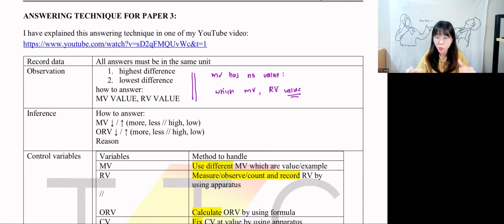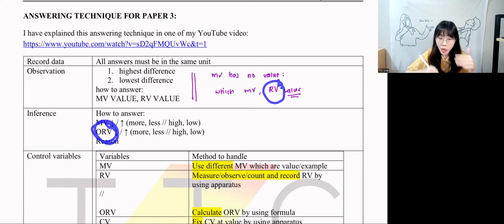Next, how do we write inference? If the question asks you to state an inference about the experiment, we have to say which MV has the highest or lowest ORV. What is ORV? What is RV? ORV is the operational responding variable. Operational responding variables are what we learn in the textbook. In the textbook, we learn energy value. Your responding variable is the increase in temperature. That is the responding variable. The responding variable is what we measure during the experiment. Operational responding variable is energy value. It's what we learn in the textbook. We learn that the energy value comes from a formula, right?